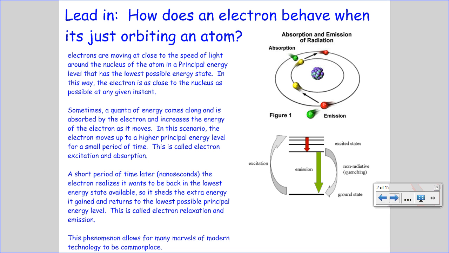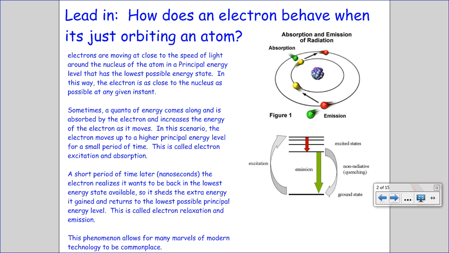So how does an electron behave when it's just orbiting an atom? Well, electrons are moving at close to the speed of light, and they want to do that in the lowest energy state possible. So they try to fill in the principal energy levels or the orbitals that are closest to the nucleus first. But sometimes a quanta of energy comes along and it's absorbed by the electron and increases the energy of the electron as it moves.